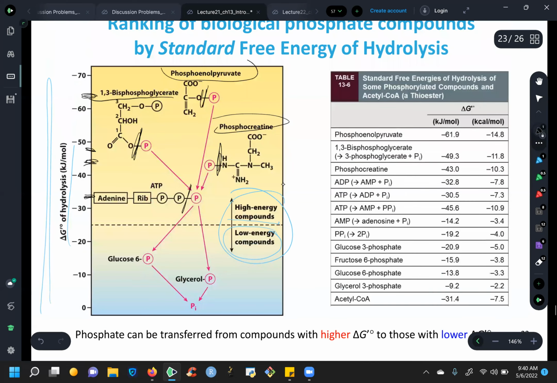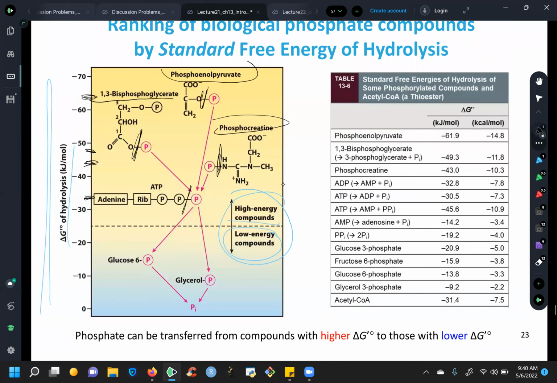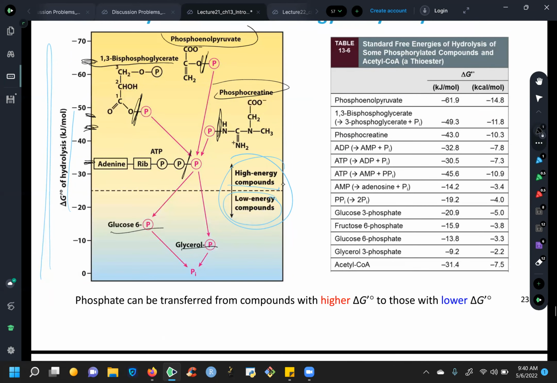I have seen questions on an exam where they might give you a multiple choice and give you the names, like, which of the following is not a high energy compound? And they can give you glycerol phosphate or glucose 6-phosphate, and then the rest of your answers would be phosphocreatine, phosphoenolpyruvate, and 1,3-bisphosphoglycerate. And you would have to choose which one is low energy. Or they can do it backwards, give you a whole bunch of low energy, and you have to choose which one is the high energy.